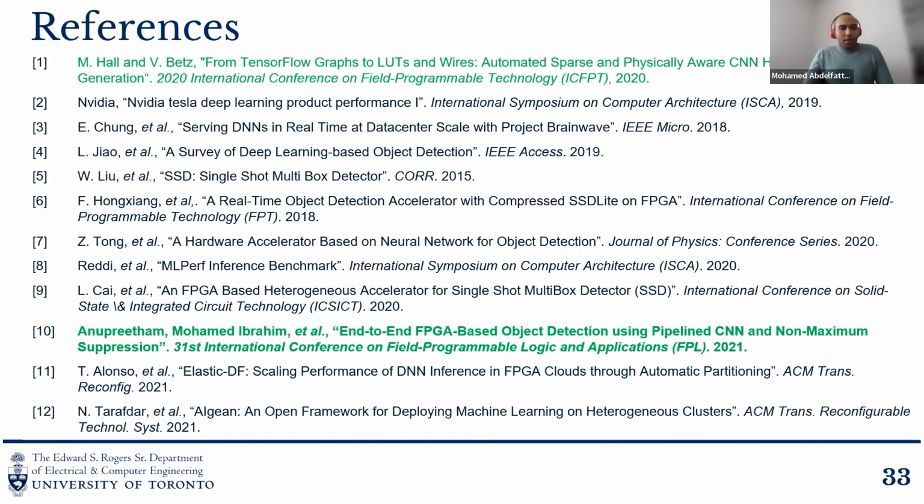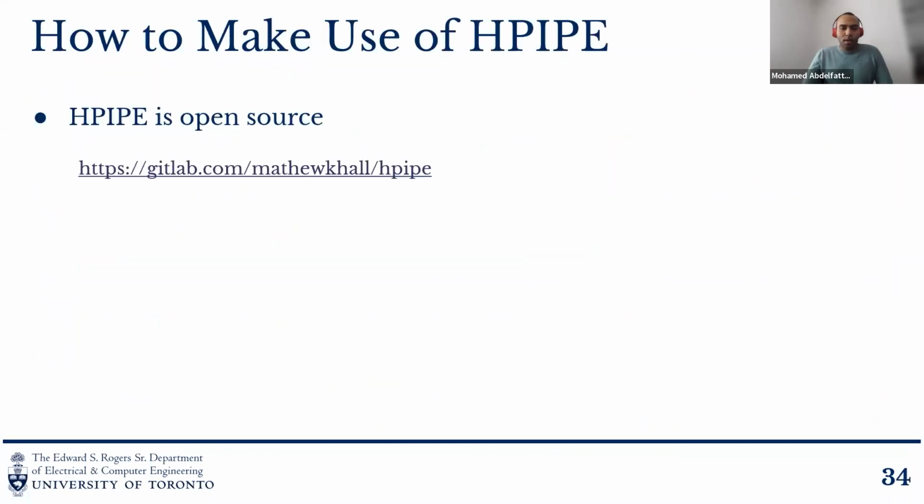Some references that I used throughout the presentation: Hpipe has a published paper, and we have a published paper on the NMS work that was nominated for the Best Paper Award at FPL 2021. And finally, Hpipe is open source, so you can download it and use it right away. It's open source, and it's on GitLab, and I can provide the link for anyone who needs it.